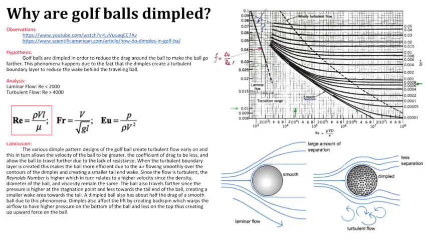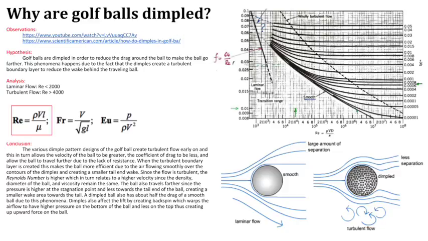To analyze this phenomenon, we will primarily be using the Reynolds number equation, which uses the density of the air, the velocity of the ball itself, the diameter of the ball, and the viscosity of air. The various dimple pattern designs of the golf ball create turbulent flow early on, and this in turn allows the velocity of the ball to be greater, the coefficient of drag to be less, and will allow the ball to travel further due to the lack of resistance.